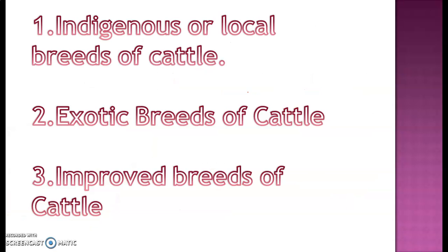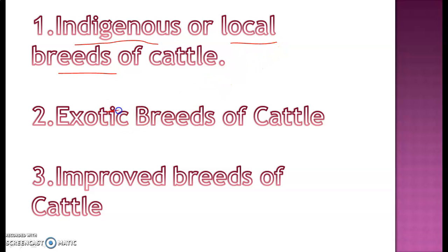Now, if we talk about the types of cattle breeds, we have indigenous breeds. Indigenous breeds are also termed local breeds. Certain examples are Sahiwal, Red Sindhi and Gir. So these are indigenous breeds. Indigenous breeds means local breeds that we see in our surroundings very easily.